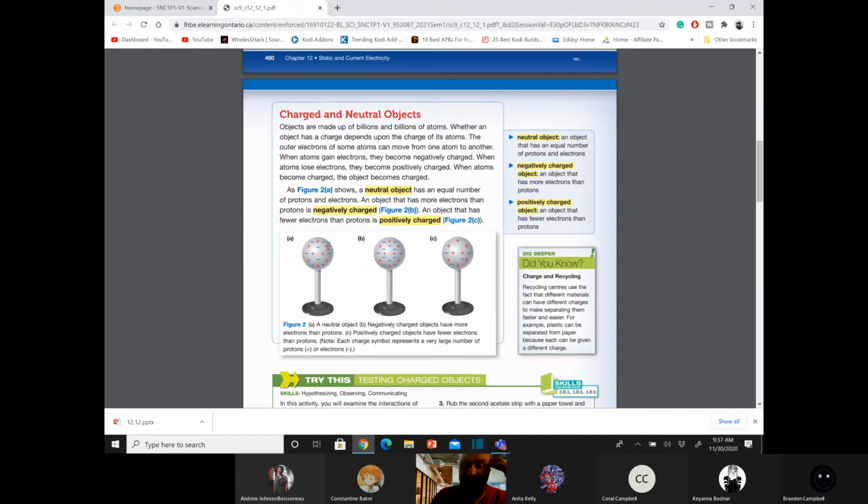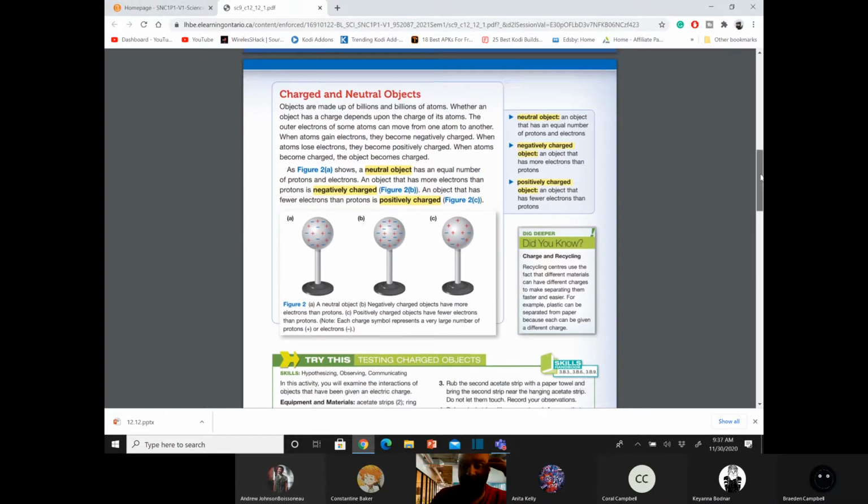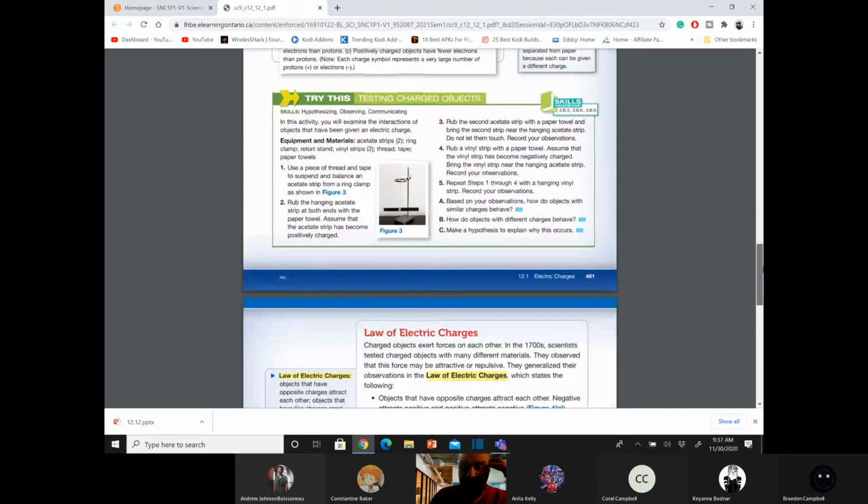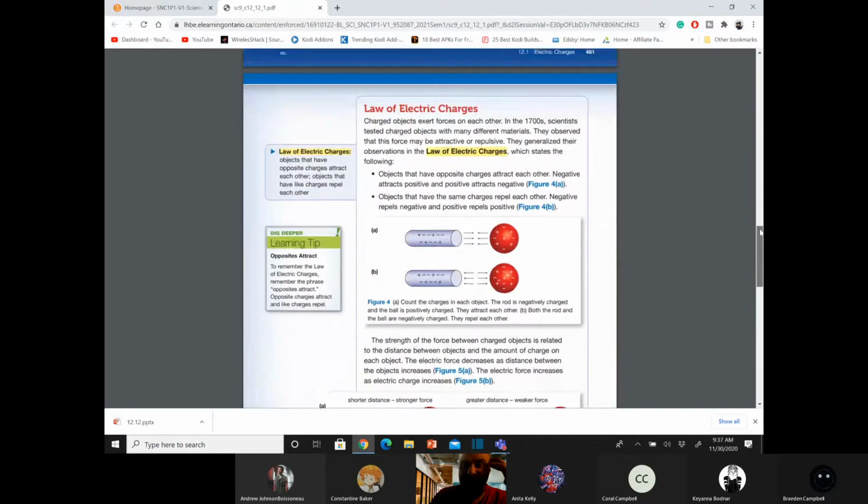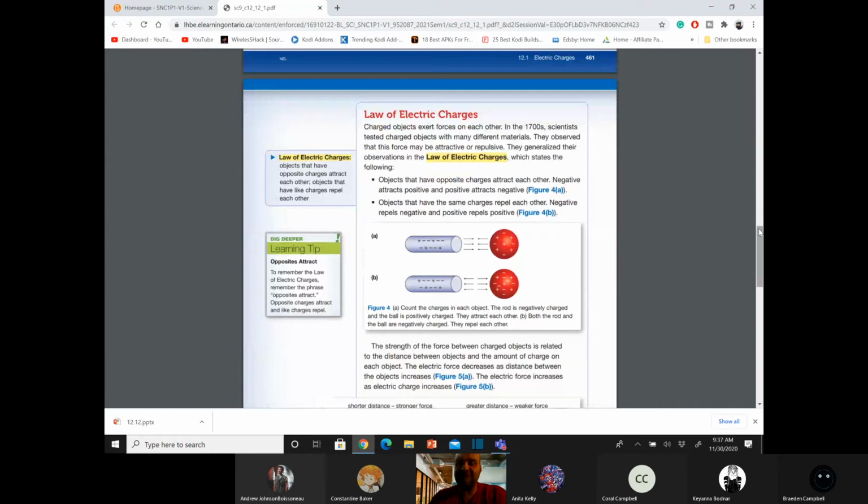So this whole idea here is the idea at the center of our lesson. So the law of electric charges is, and this is really, again, our fundamental idea. It's going to introduce it here. So it's all about objects attracting and repelling. And it's all based on this positive and negative charge stuff. So the law of electric charges. Charged objects exert forces on each other. In the 1700s, scientists tested charged objects with many different materials. They observed that the force may be attractive or repulsive. They generalized their observations in the law of electric charges, which states the following.